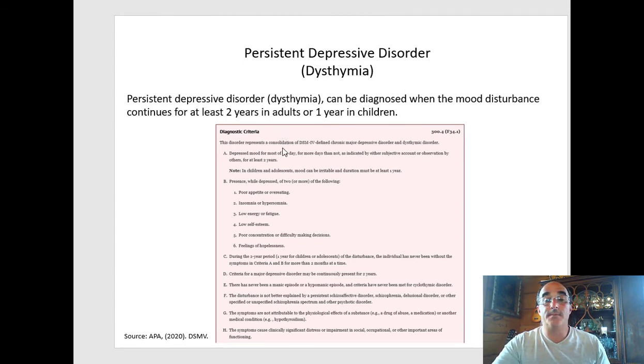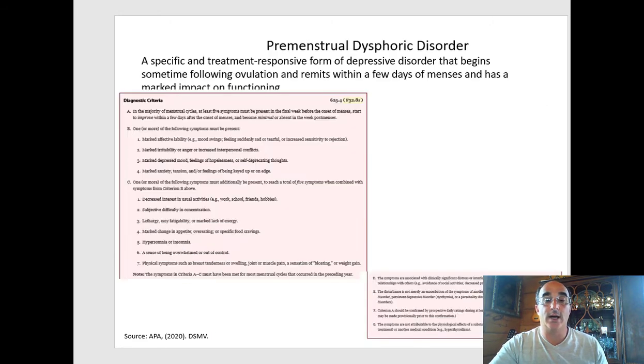And I'm going to spare you from me reading through the diagnostic criteria for the next few disorders. What I'm going to invite you to do is to log into the DSM and explore these on your own, and when I'm finished looking at the next couple of slides, I will show you how to do that again. So premenstrual dysphoric disorder is a specific and treatment-responsive form of depressive disorders that begins sometime following ovulation and remits within a few days of menses and has a marked impact on functioning.